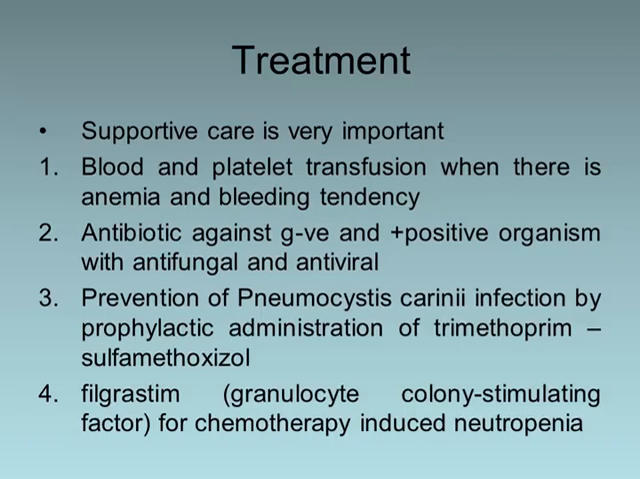Supportive treatment is very important: giving blood and platelets when needed for anemia and bleeding tendency, antibiotics when there is febrile neutropenia to cover gram-negative and gram-positive organisms, as well as antifungal and antiviral agents, prevention of Pneumocystis carinii infection by the administration of trimethoprim-sulfamethoxazole, and the use of granulocyte colony stimulating factor if there is chemotherapy-induced neutropenia.